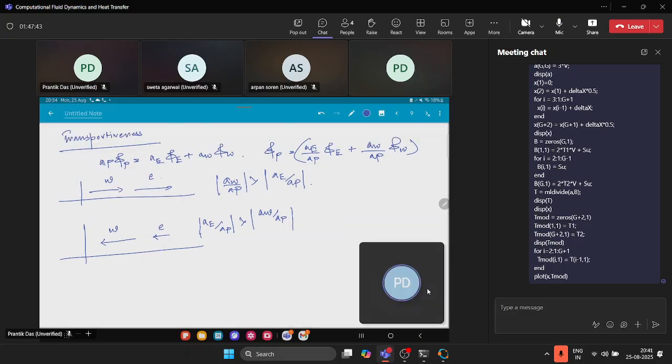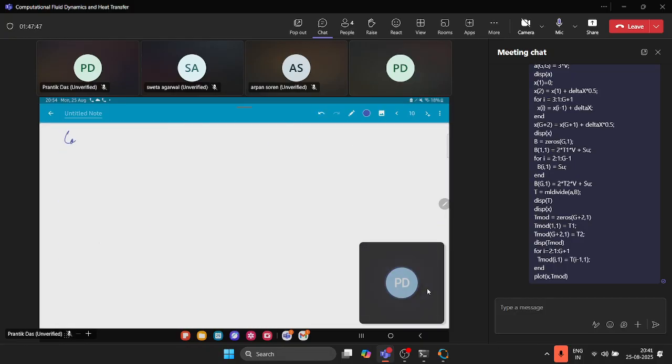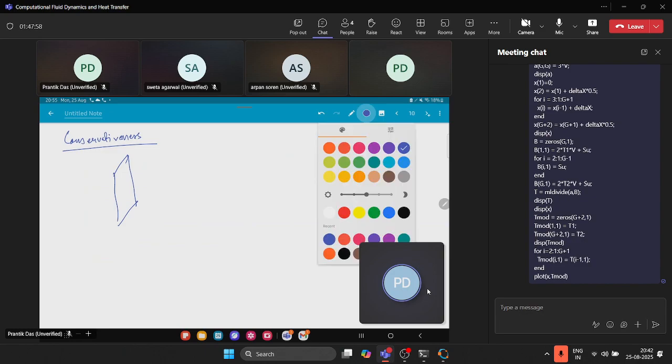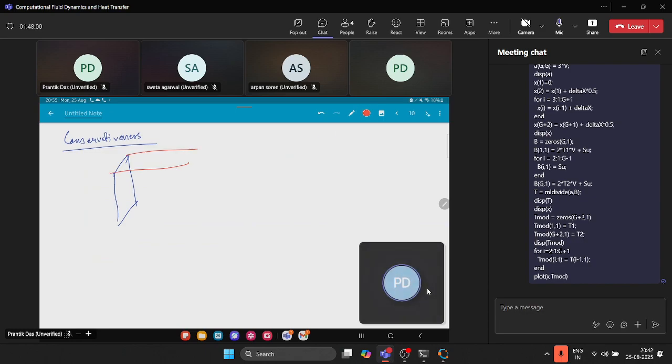So there is another thing which is called conservativeness. From the word itself, you understand that there is something which is becoming conserved. So for example, there is a plane like this, or there's a control volume like this. If it's a control volume in 3D, this one is X, this one is Y, and this one is Z.